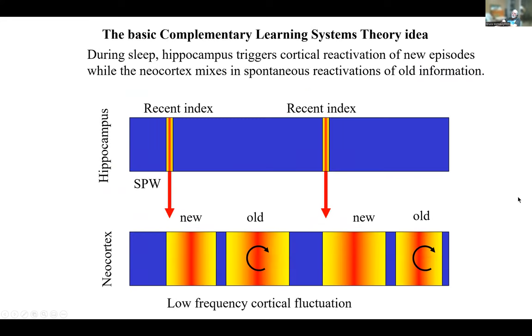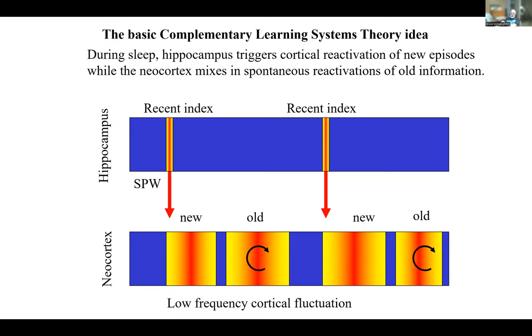So this is the basic complementary learning theory idea, that the hippocampus is firing off patterns that reflect recent memories, and that causes a retrieval of the new information in the cortex. But because the old information has a lot of interconnections now, it's capable of spontaneous retrieval on its own. And so you get sort of mixtures of new and old information being played back in the cortex. And that is what is thought to save the mammalian cortex from catastrophic forgetting or interference. So what's the evidence for this reactivation? I'm going to now spend the rest of today talking about the evidence for that.